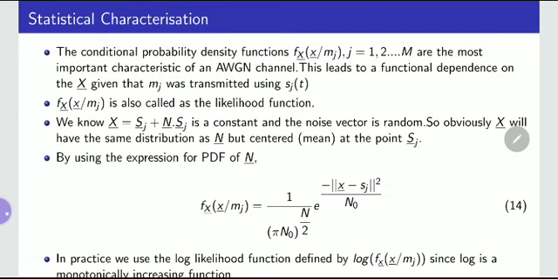What is the probability that I get a given x? But you have to understand that the receiver works in the opposite way. Receiver receives x. Given x, what is the probability that a particular message was sent? Receiver works in the opposite way.